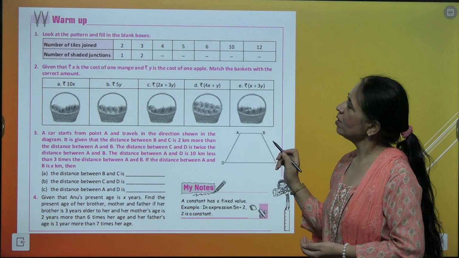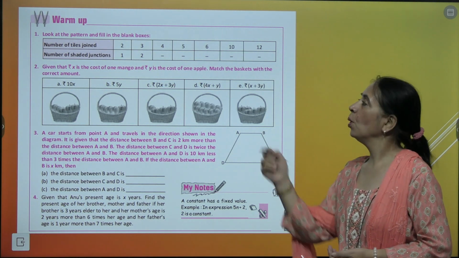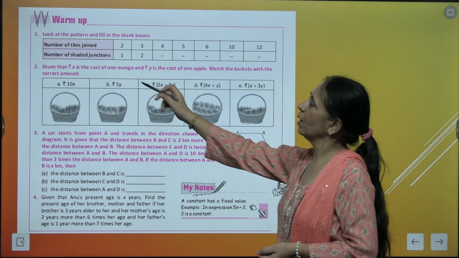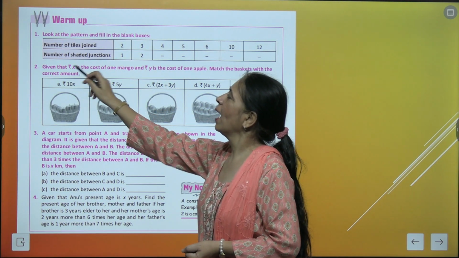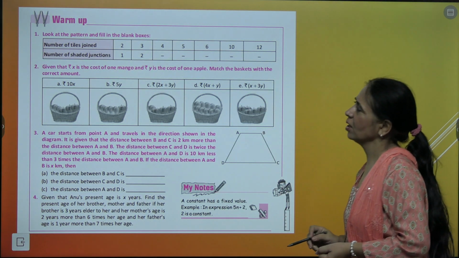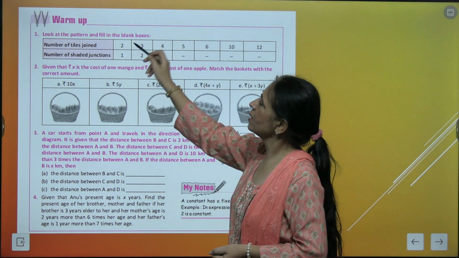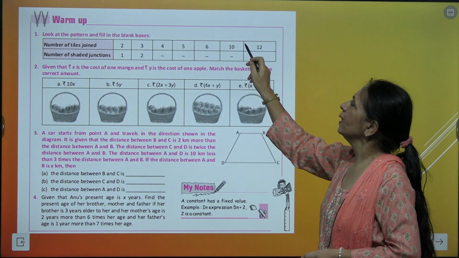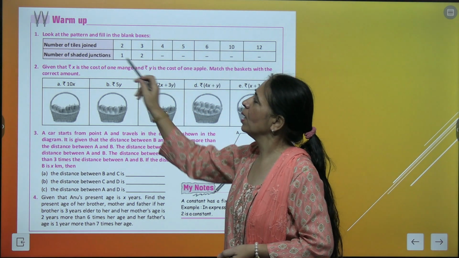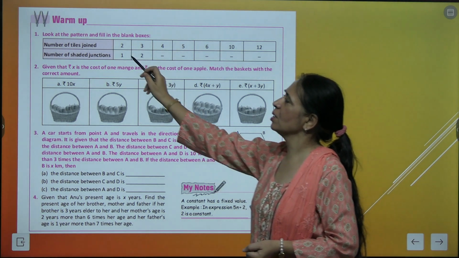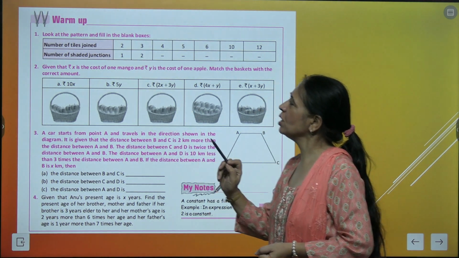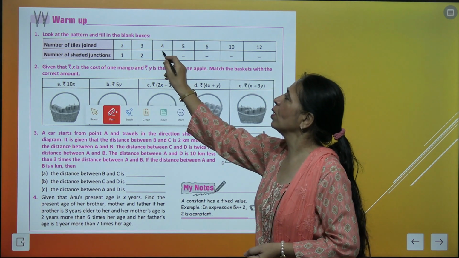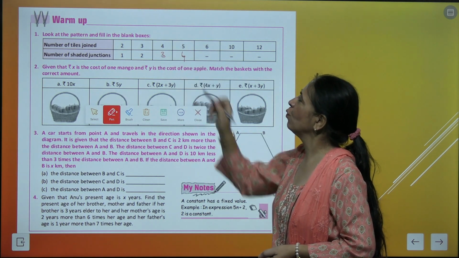So, we'll first do the warm-up. Now, look at the pattern and fill in the boxes. You have the number of tiles joined and number of shaded junctions. So, you can see the pattern: 2, 3, 4, 5, 6. Then if I write down the number of shaded junctions, it is 1 here. Then we have 2 junctions. You can write down 3 junctions for 4, and for 5 there will be 4 junctions.